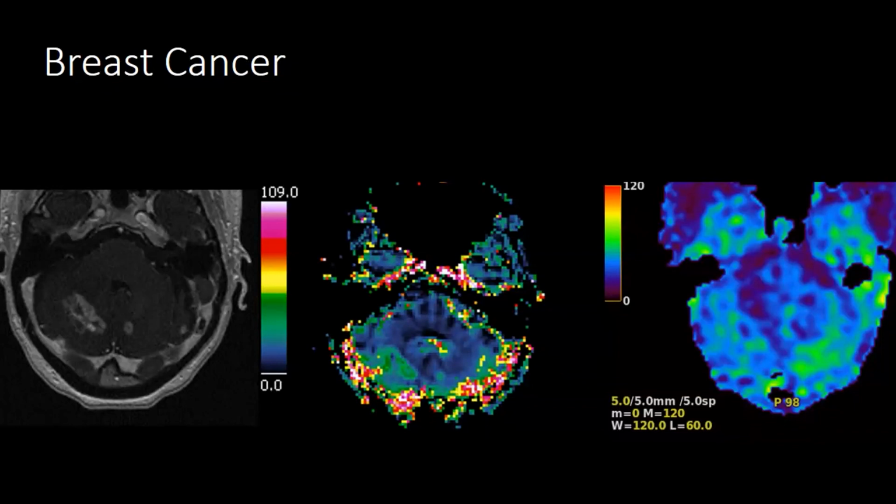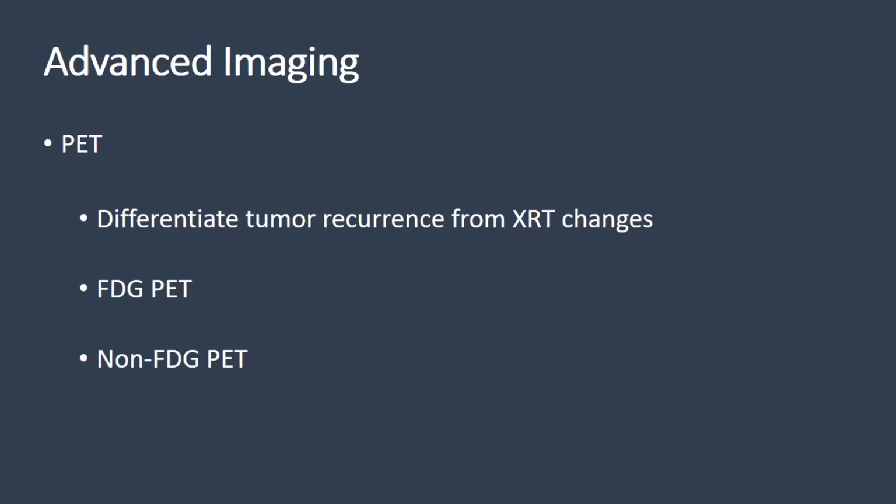You basically have no increased perfusion, or just very little. And on ASL, once again, red is hot. It is not very hot here. So this turned out to be radiation necrosis, and the patient was followed up.